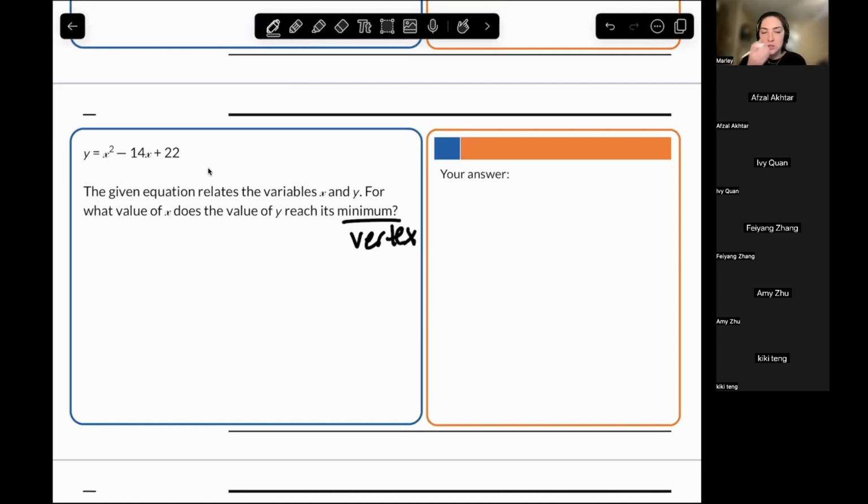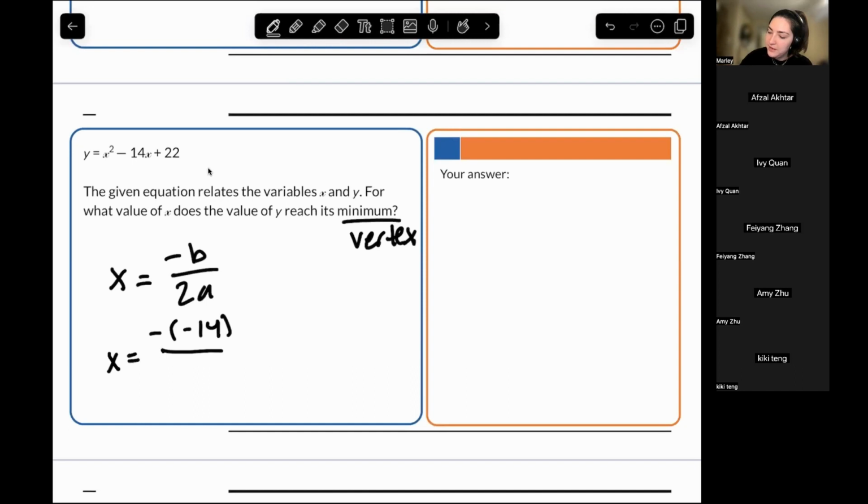What is our formula to solve for x of the vertex? How do we find that? Like axis of symmetry, what's that formula? Yes, I'm seeing it in the chat. It is x is equal to negative b over 2a. Most of the time, a is going to be 1, so we don't have to worry about it too much. In this case, if we did this algebraically, if we remembered that formula, this is very quick, very easy. We're plugging in negative 14 and then dividing by 2 times 1. We're getting 7 as our x value.